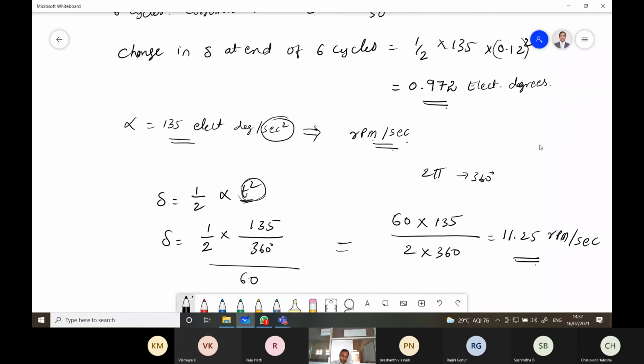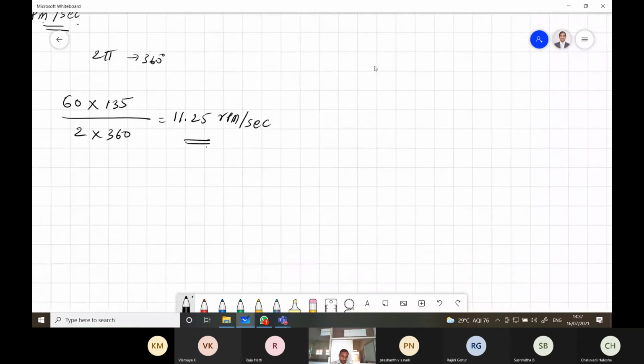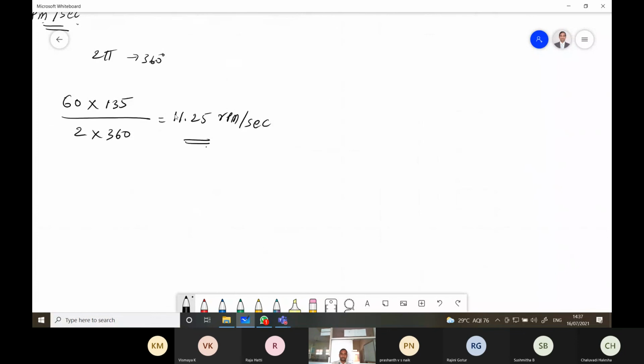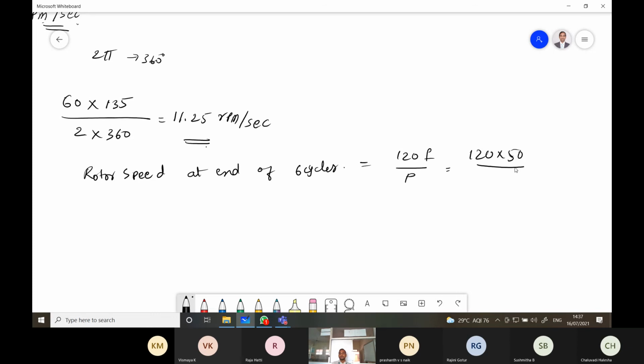Now at the end of 6 cycles, we need to calculate the rotor speed. What is the rotor speed? That is Ns is equal to 120 f by p. So 120 into frequency, 50 hertz, divided by number of poles, 6, which is given in the problem.